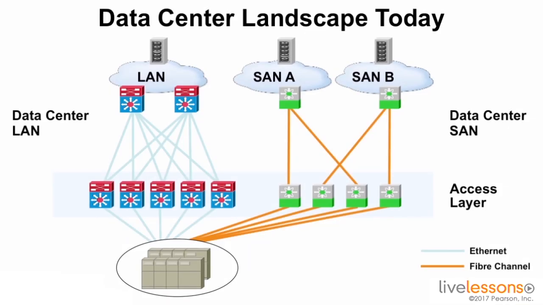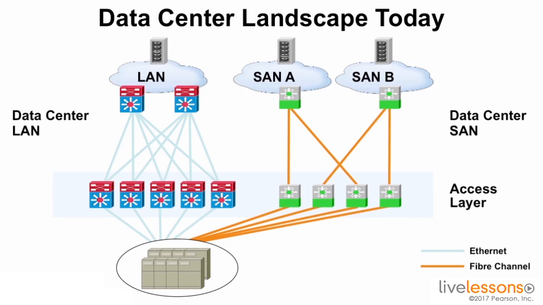As we discussed previously in earlier lessons, in traditional data centers, there were normally two different networks. There was the data center local area network, and then there was a very specialized storage area network, which granted servers access to pooled storage in their environment.